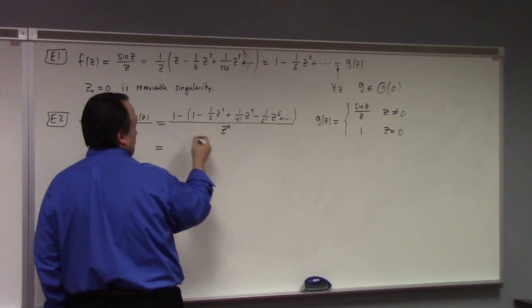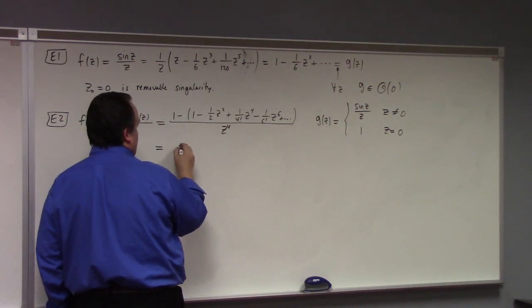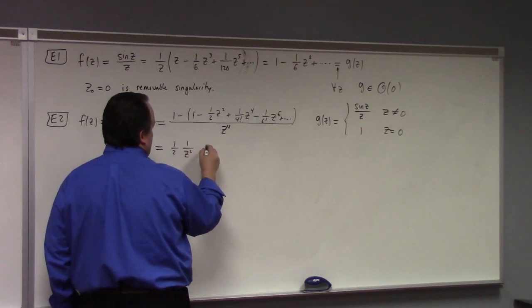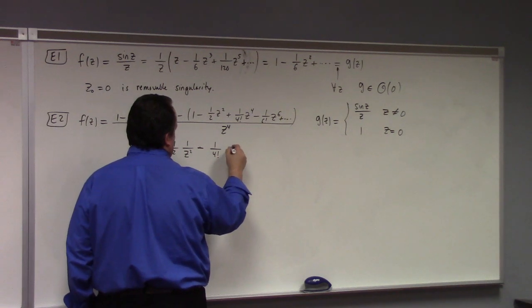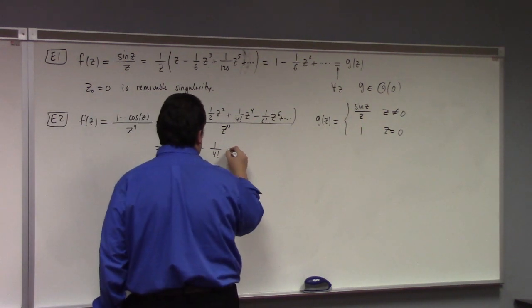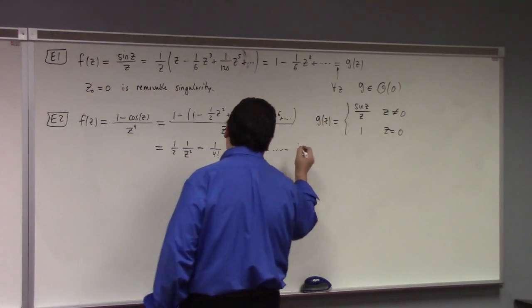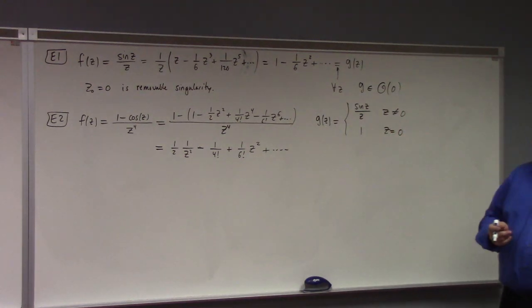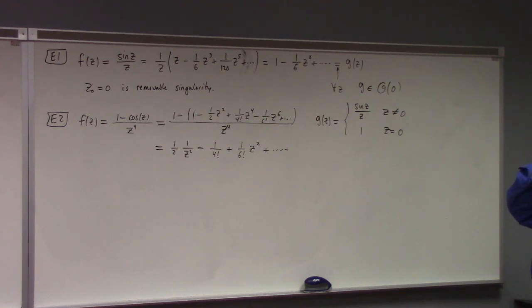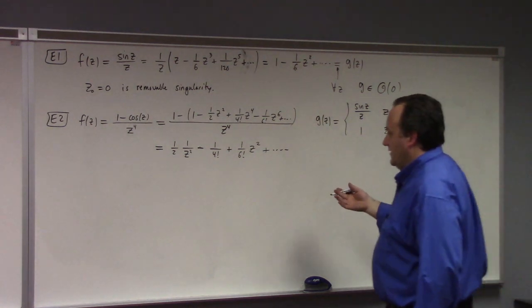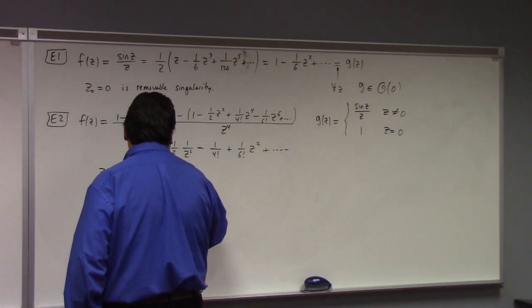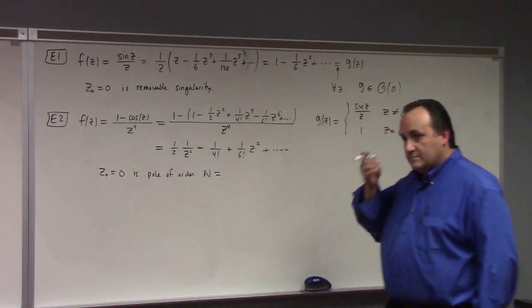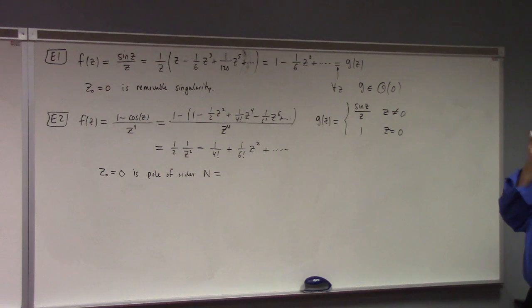Well, the 1's cancel, and z squared over z to the 4th gives 1/2 times 1 over z squared. Then minus 1 over 4 factorial, and then plus 1 over 6 factorial z squared, plus dot dot dot. So what is this? This would be an example where z equal to 0 is a singular point. And what's this one? It is a pole of order n equals to what? Nobody?